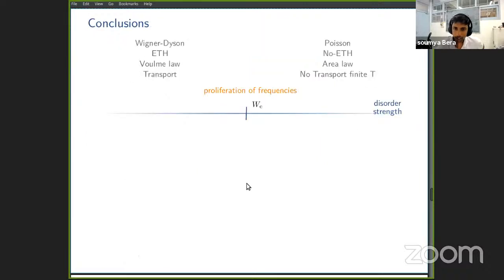So this is my take. We do have a Wigner-Dyson, ETH, volume law transport in the weakly disordered system. We do have all of these things over there. But the critical point is essentially the proliferation of frequencies. So what it means is that my perturbation theory is never going to capture the MBL, that's for sure, because there will be enough resonances and enough frequencies that I will not be able to handle.